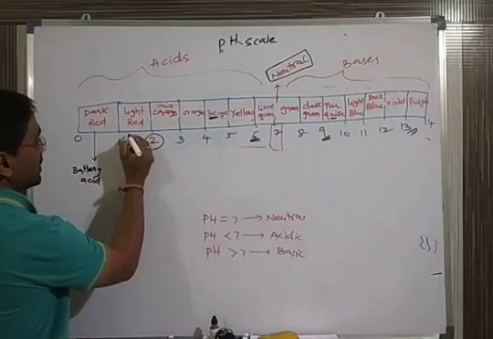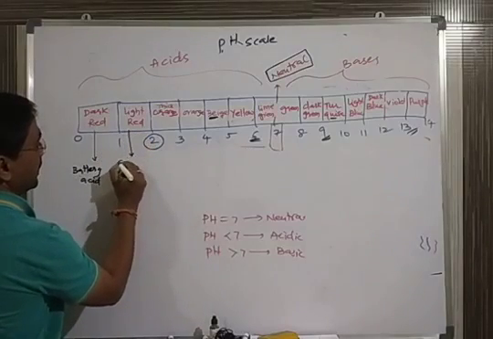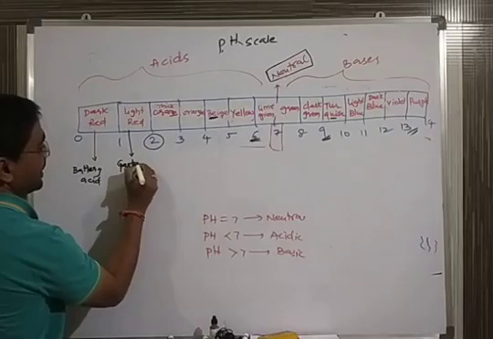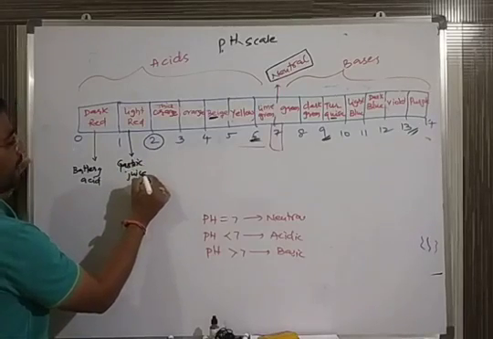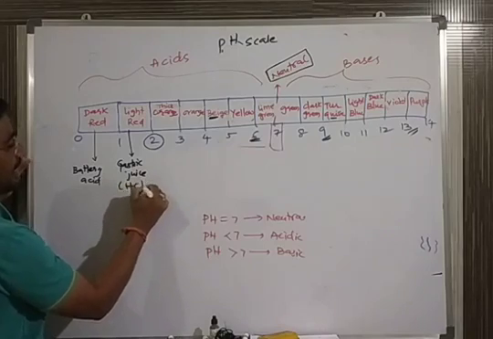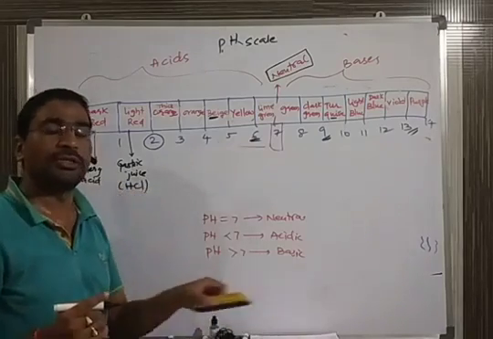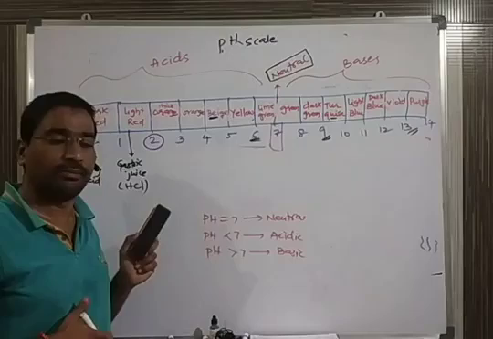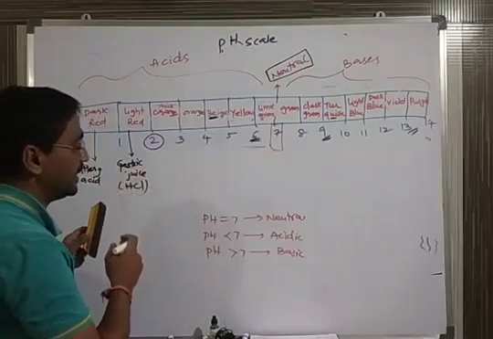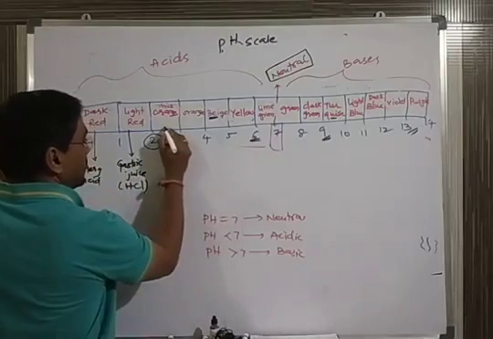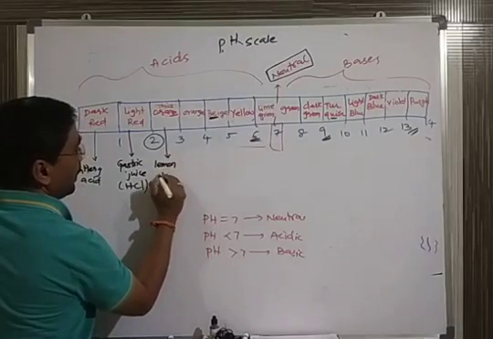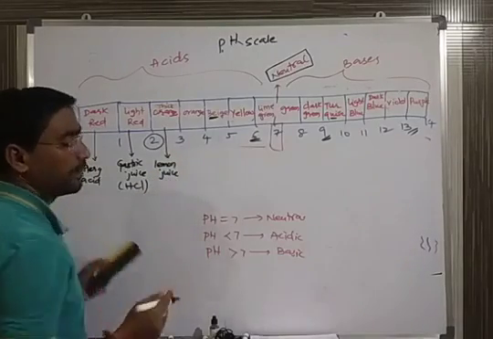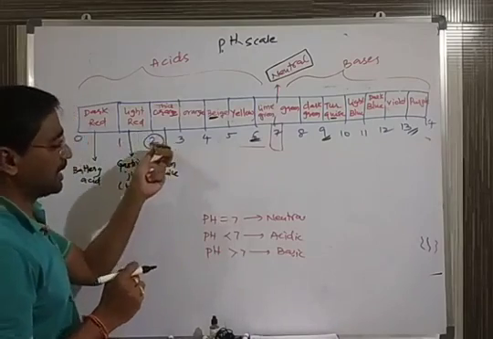Next one, the acid present here is gastric juice. This also we can't try. What is the formula of gastric juice? HCl, hydrochloric acid, in our stomach. It is more acidic in nature. The next one we can have is lemon juice, which is obtained from the lemon. That will have this range.